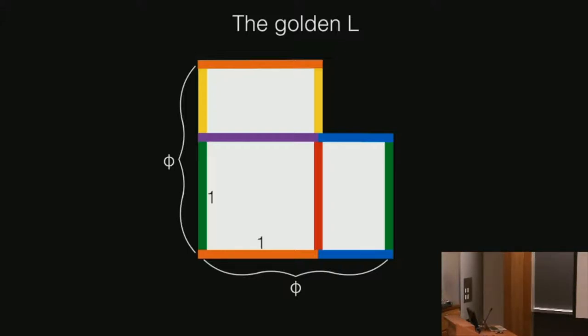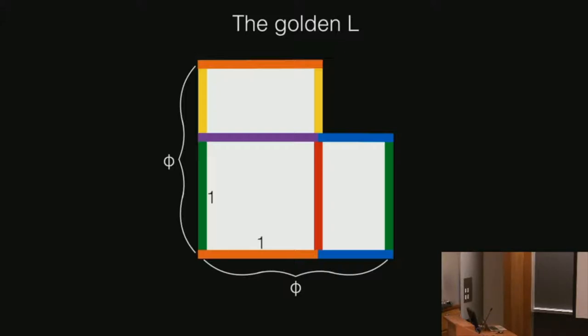And the golden, so I'll write down the golden ratio. So the golden ratio, usually denoted by phi, is 1 plus the square root of 5 over 2.